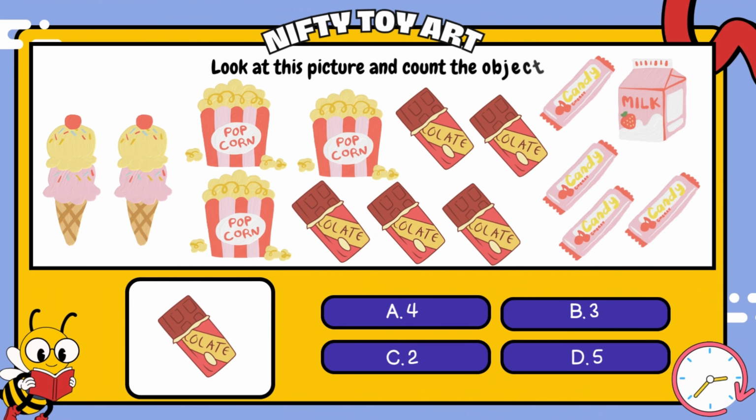Look at this picture and count the objects. And now, how many chocolates are in the picture? That's right, 5.